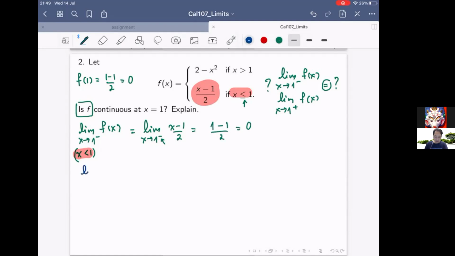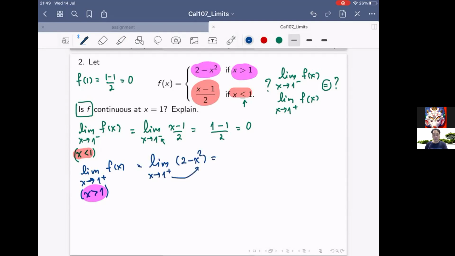And for the other one, if your x goes to 1 from the right, it means that your x is greater than 1. So we are going to use the formula corresponding to x greater than 1, which is that formula. So you have the limit as x goes to 1 from the right of 2 minus x squared, which is again just plug in 1, nothing to do with that positive. So we have 1. They're not the same. So what does this mean? The limit as your x goes to 1 of your function does not exist.